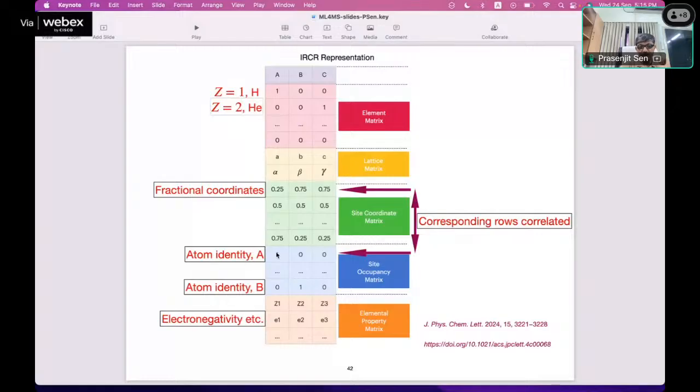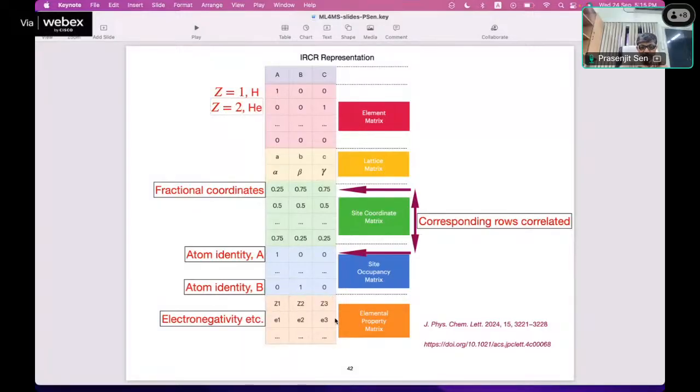So if I have a one hot encoded vector like this, it tells me that the element A is present at this site 0.25, 0.75, 0.75. And from this block, I know that element A in my material is hydrogen. So I know that a hydrogen is sitting at this site. And this is how it goes for all the other rows. So this block has Nmax rows, this block has Nmax rows.